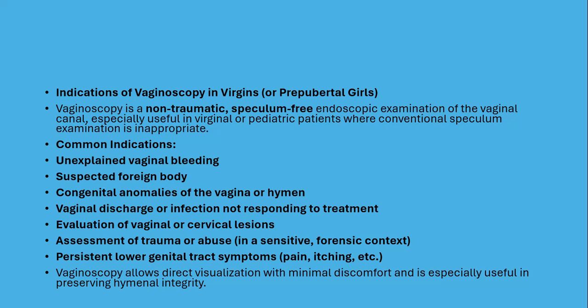Unexplained vaginal bleeding. Suspected foreign body. Congenital anomalies of the vagina or hymen. Vaginal discharge or infection not responding to treatment. Evaluation of vaginal or cervical lesions. Assessment of trauma or abuse, in a sensitive, forensic context. Persistent lower genital tract symptoms, pain, itching, etc. Vaginoscopy allows direct visualization with minimal discomfort and is especially useful in preserving hymenal integrity.